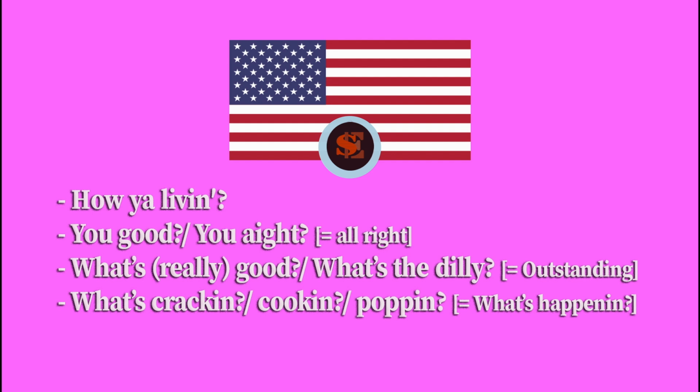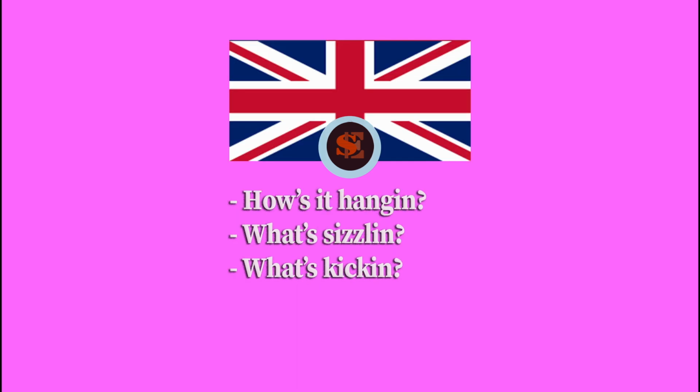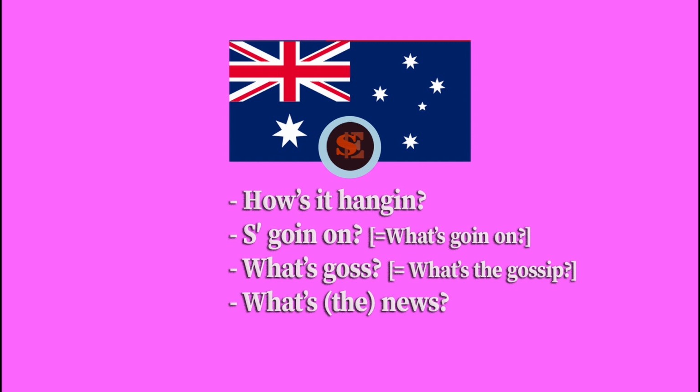You may also hear other questions, like what's really good, what's the dilly. Dilly means outstanding, remarkable. By any of these questions, they ask about the recent happenings in your life. But when they want to ask about your mood or your feelings, the questions you good and you a'ight are more popular. It is the contracted form of alright. The British, on the other hand, love using the questions how's it hanging? What's sizzling? What's kicking? The question what's hanging is very common among Australians as well.